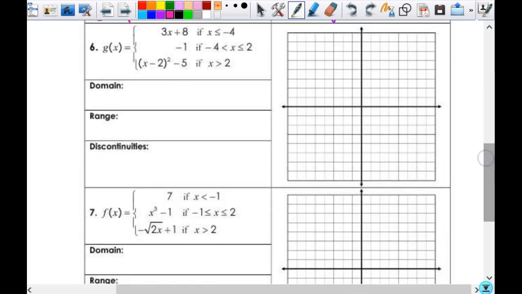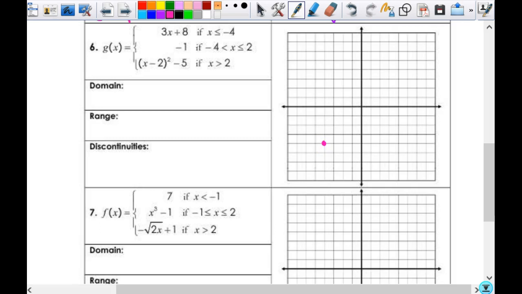I got 3 pieces. So this -4 gives me 3 times the -4. That's -12 plus 8, which would give me what? -4. So go to -4, -4, and that's a closed circle.